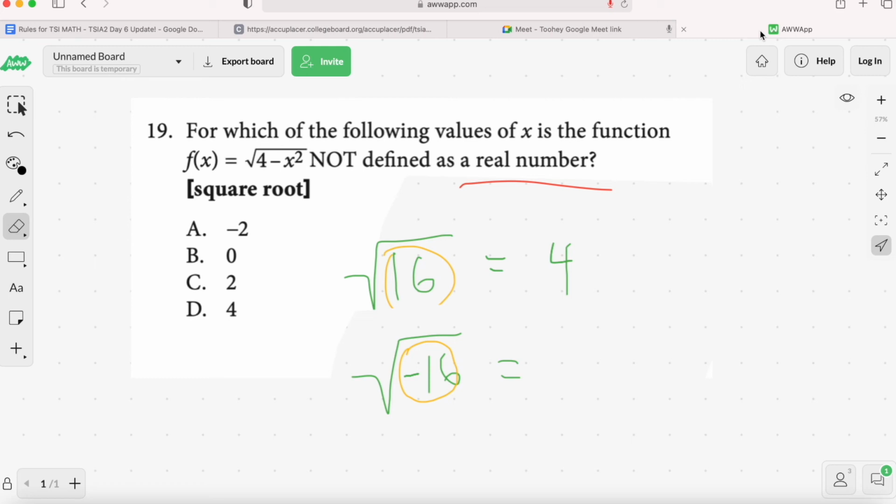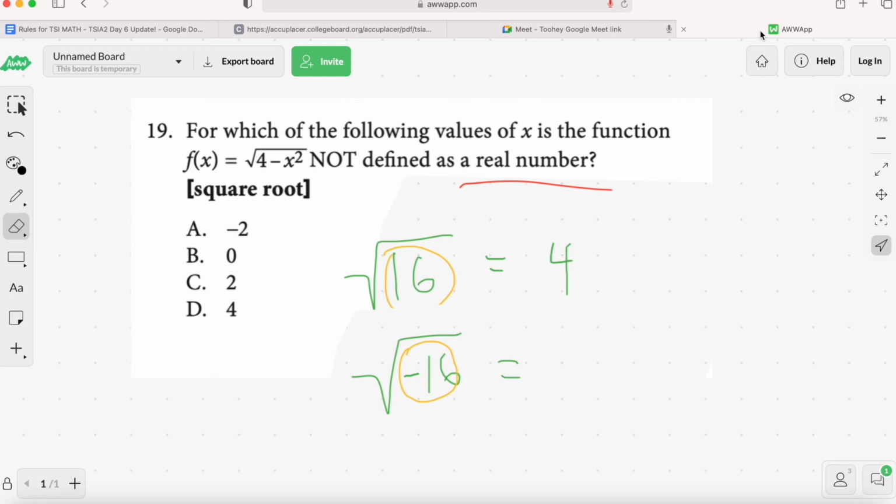That's funky. Yeah. So basically, this question is a fancy way of saying what answer choice gives you a negative number inside the square root sign. If they're wondering which one is not defined as a real number. So 3 of the answer choices will give us a real number, that is something positive inside the square root sign, but one of them is going to give us a negative number inside the square root sign. And we just got to find that one. Does that make sense? Yes.